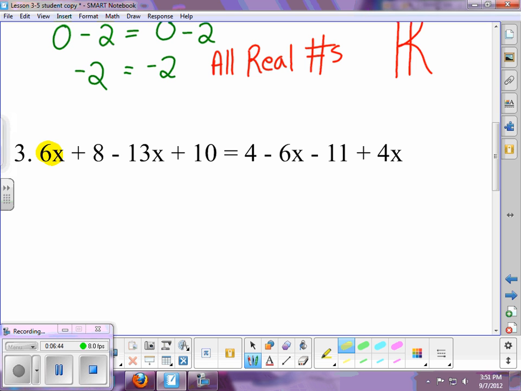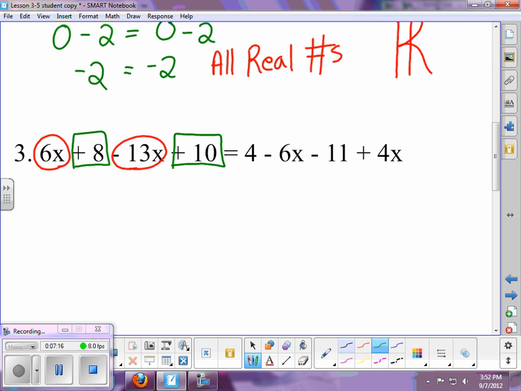On the left side, I see that those are like terms. If I were you, I would be putting boxes or circles around these items to determine for yourself that they are like terms. So if that were me, what my paper might actually look like is this. I see the 6x and the minus 13x are like terms. I circle them. I see that the positive 8 and the positive 10 are like terms. So I put a box around those. Let's combine those like terms now.